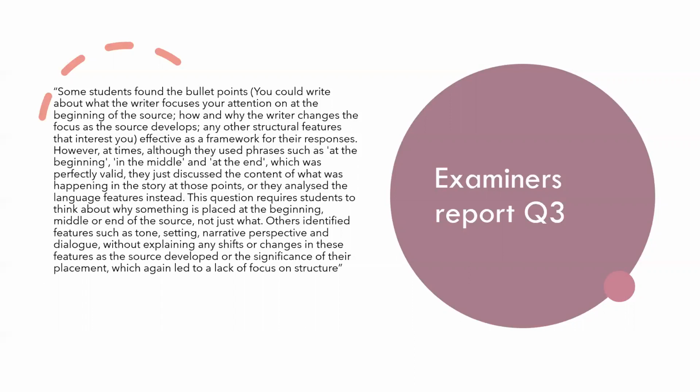Or the other mistake they made was that they just analyzed language features, which is something you're doing for question 2. So this question requires students to think about why something is placed at the beginning, middle, or end, not just what. Others identified features such as tone, setting, narrative perspective, and dialogue without explaining any shifts or changes in these features as the source developed, or the significance of their placement, which again led to a lack of focus and structure. If you mention that the tone shifts, why is it shifting and what is it showing us? Okay, so why does it suddenly go from a lighter to a darker atmosphere, and what are the examples for that, and why is it happening?